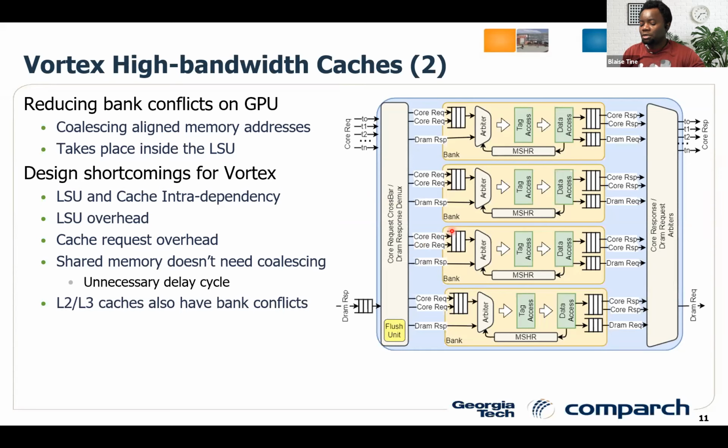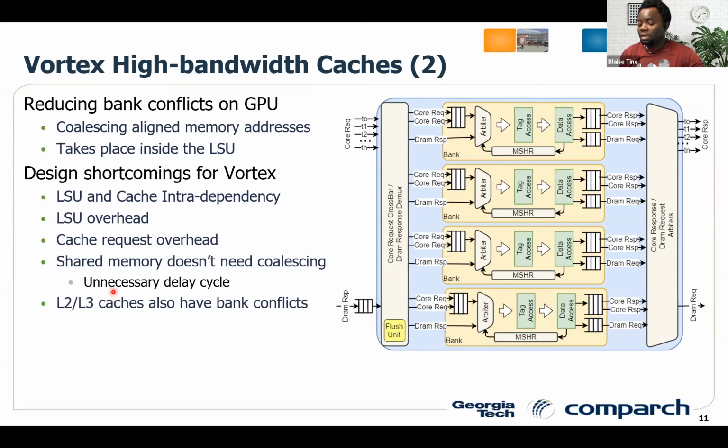The current cache implementation that we have is templated, so we use the same cache template for the L2 and L3, which is fully configurable, and creating a strong dependency between the LSU and the caches makes the design quite complex. The other challenge was the overhead. The overhead of doing the memory coalescing in the LSU unit introduced an additional latency.